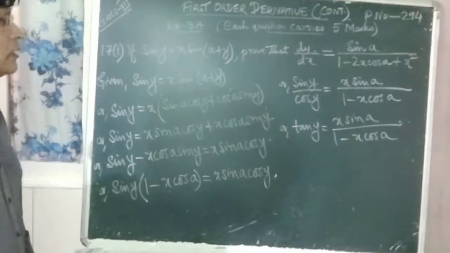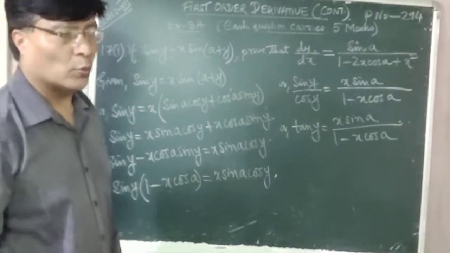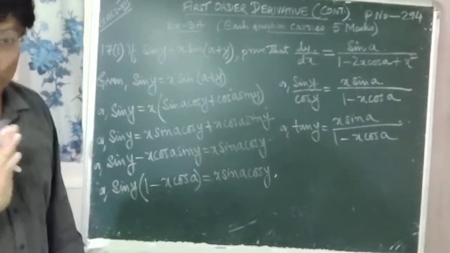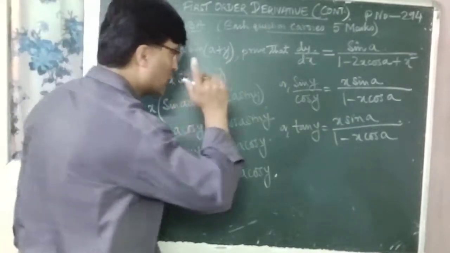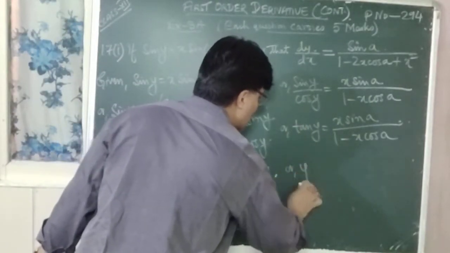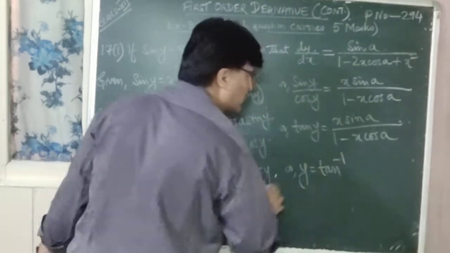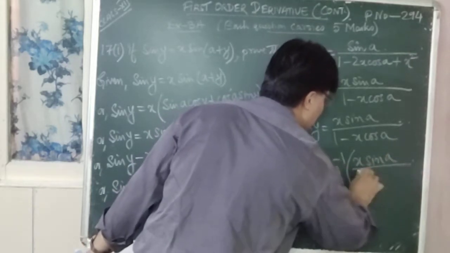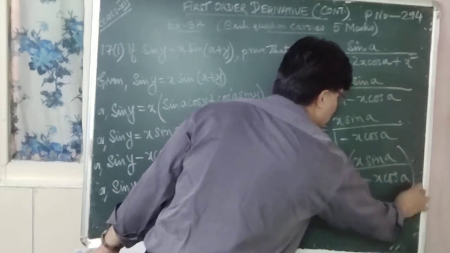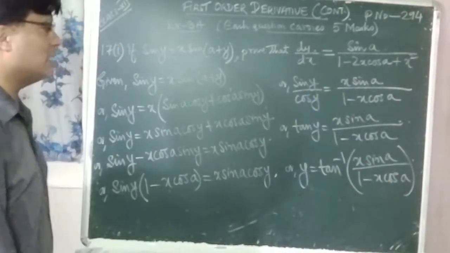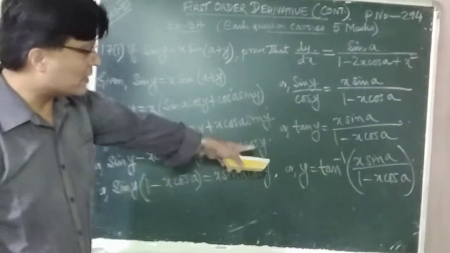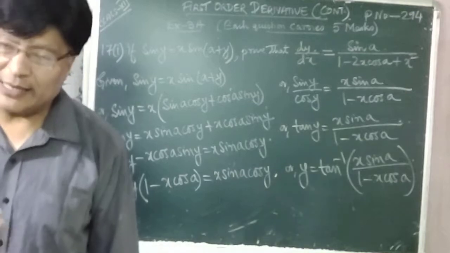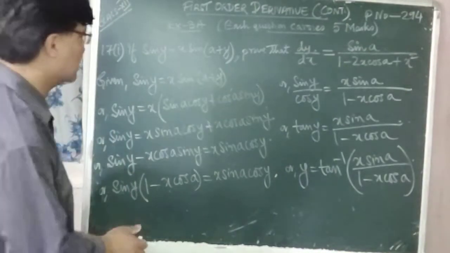Is that clear? Now I already told you that whenever you have to prove dy by dx as a function of x, you have to express y as a function of x. Okay. So let us get the value for y from here. So what is y equal to? It is tan inverse, within the bracket, what do we write? x sine a divided by 1 minus x cos a. Is that clear now? Now you can easily differentiate it. Now we have expressed y as a function of x, isn't it? Now you can easily get the value for dy by dx. Okay.